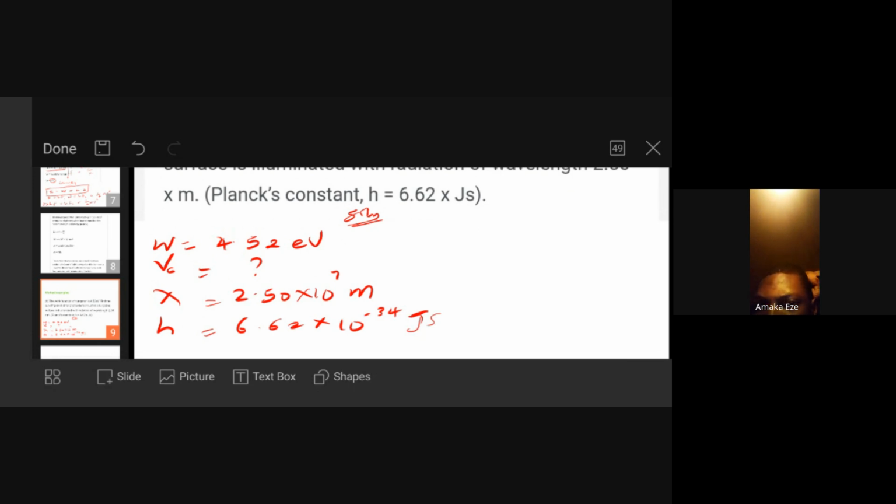So you see, even for Planck's constant, the entire value was not given. Have it in mind, Planck's constant is a constant, and it is 6.62 times 10 to the minus 34 joules second, and that's exactly what we have here. So how do we find the cutoff potential, according to the question?